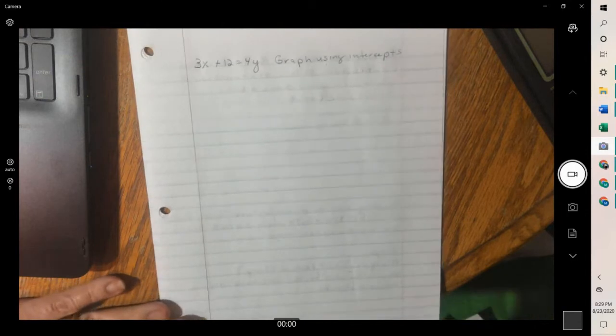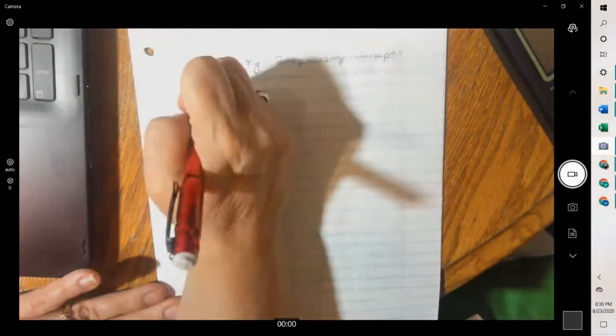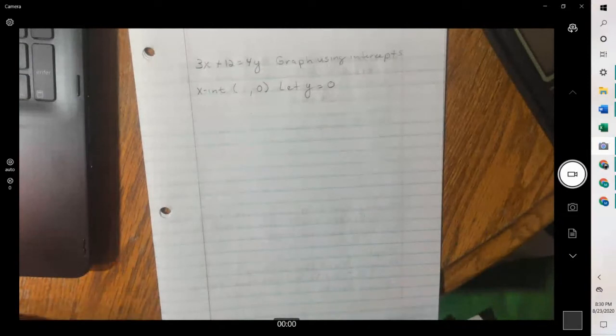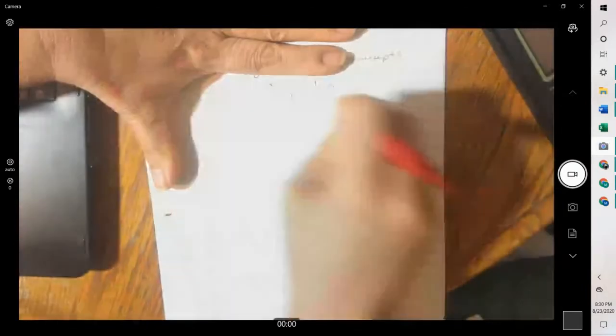Another way we can graph is with the intercepts. And when you're graphing with the intercepts, if you want to find the x-intercept, that's when y is 0. So you just plug in 0 and solve. Now another way you could do this, let me show you something first. Usually when you're finding the x- and y-intercepts, it's easier when x and y are both on the same side.